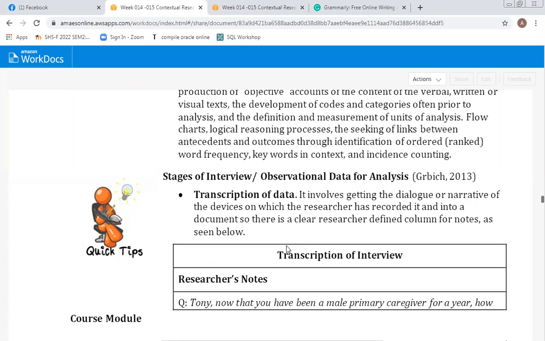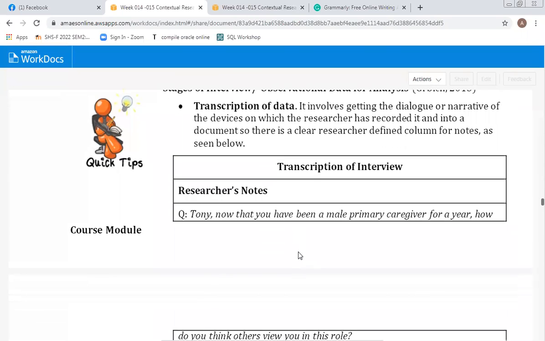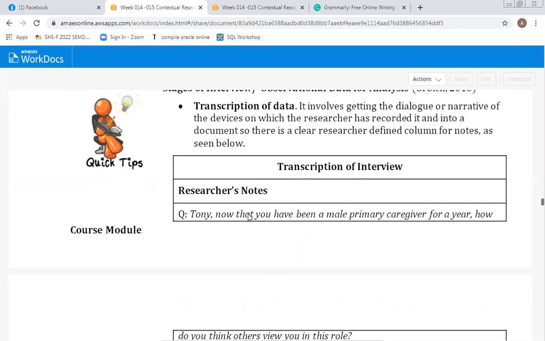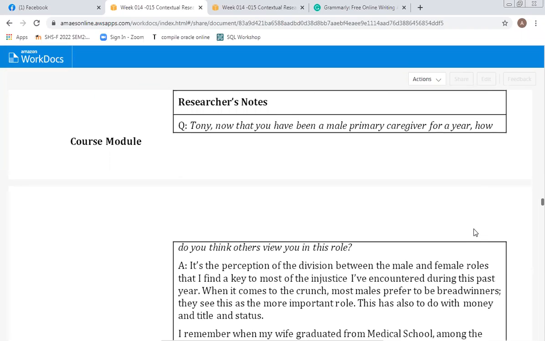It involves the dialogue or narrative of the device on which the researcher has recorded it and into a document. So there is a clear researcher defined column for notes as seen below. Okay? Transcription. Ayan. Ita-type nyo word for word. Yung Q, ibig sabihin yan, question. O, ayan. Tony, now that you have been a male primary caregiver for a year, how do you think others view you in this role? Tapos yung A, answer.